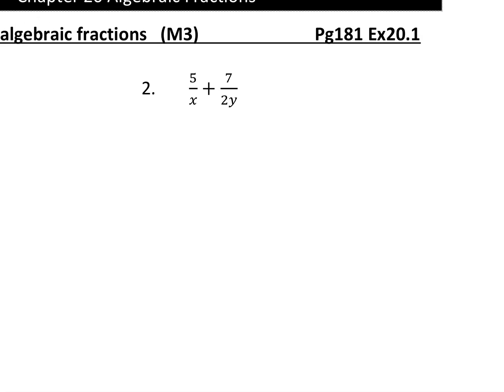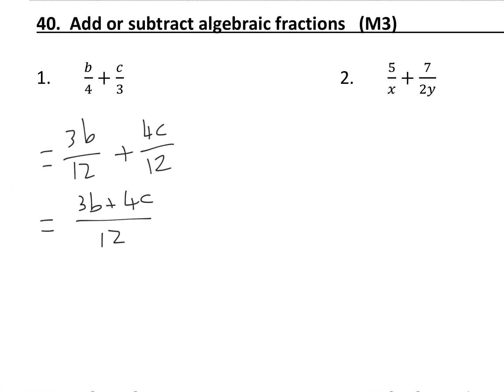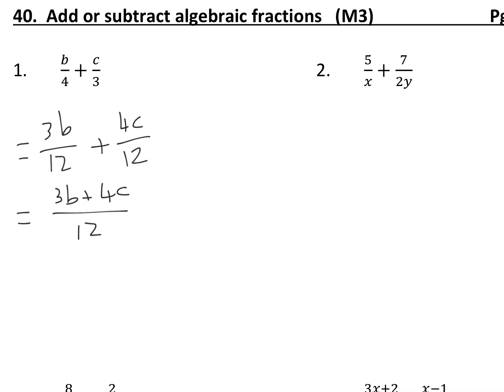Okay, number 2. Here we've got x and a 2y. So what is your common denominator now? Well, if you can't work it out because they're not numerical, just remember that to get a common denominator, we can always multiply the 4 and the 3 to get 12. So in this scenario, to get a common denominator, we can just multiply the x and the 2y to get 2xy. So 2xy is our common denominator.